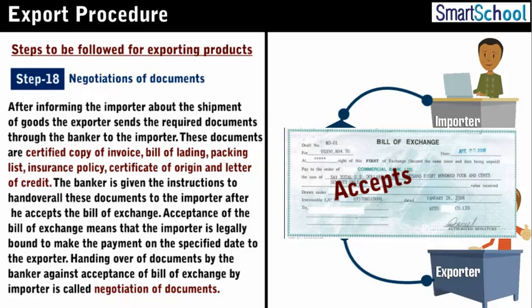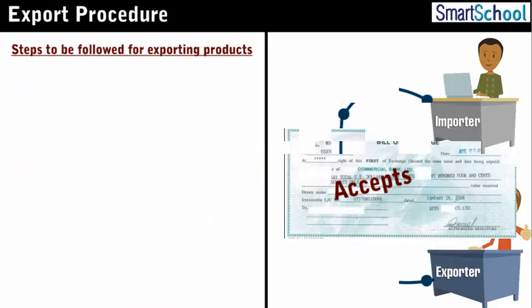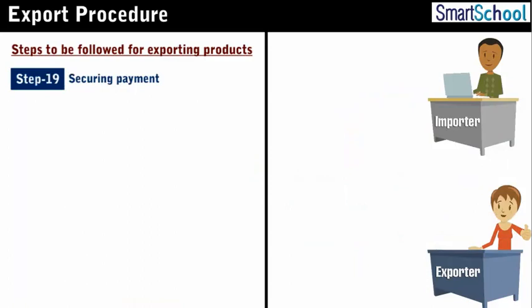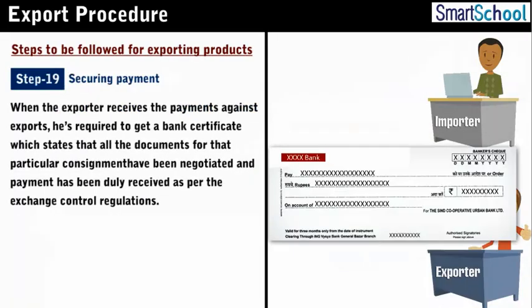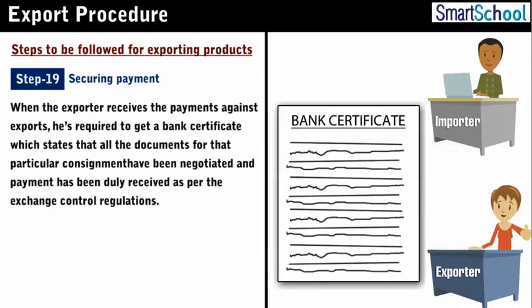Handing over of documents by the banker against acceptance of the bill of exchange by importer is called negotiation of documents. Securing payment. This is the final step. When the exporter receives the payments against exports, he is required to get a bank certificate which states that all the documents for that particular consignment have been negotiated and payment has been duly received as per the exchange control regulations.